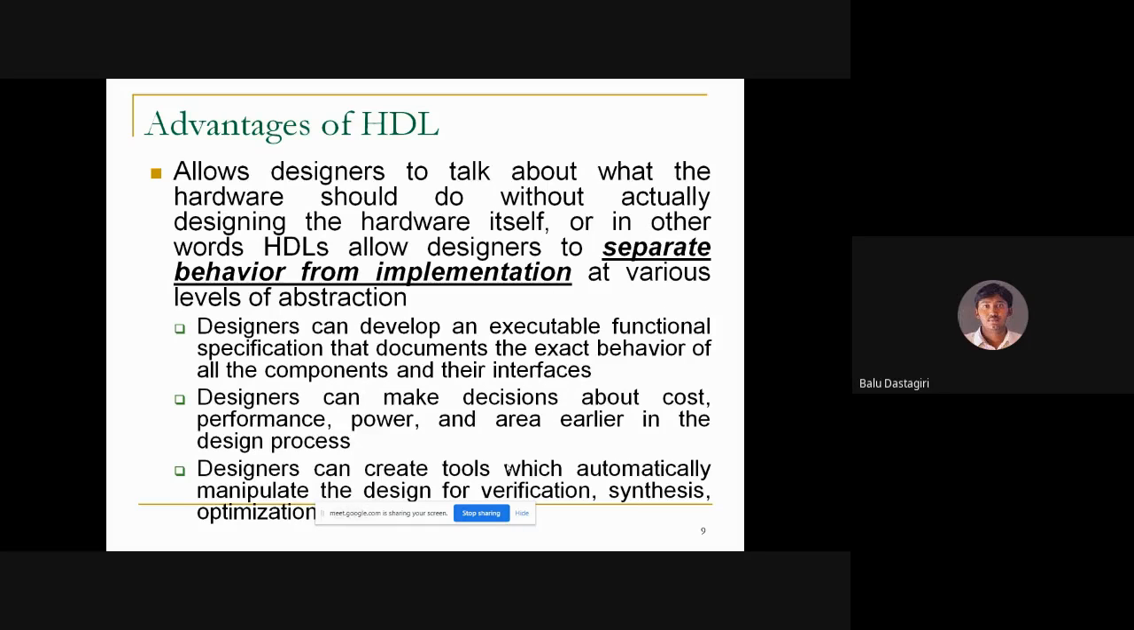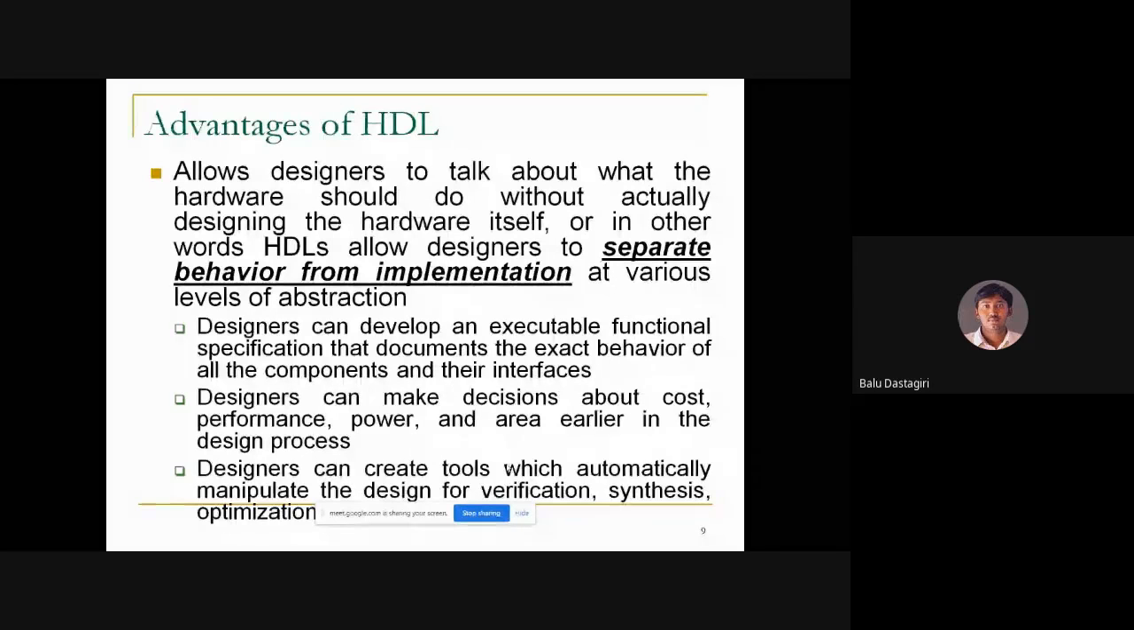The designers can make decisions about cost, performance, power, and area earlier in the design process. It is very important here. When we are simulating in the initial stages, if you are getting high power consumption, the designers have the time to rethink the design issues. You can vary the design parameters to see how the power can be reduced. Moreover, the next important criterion is area.